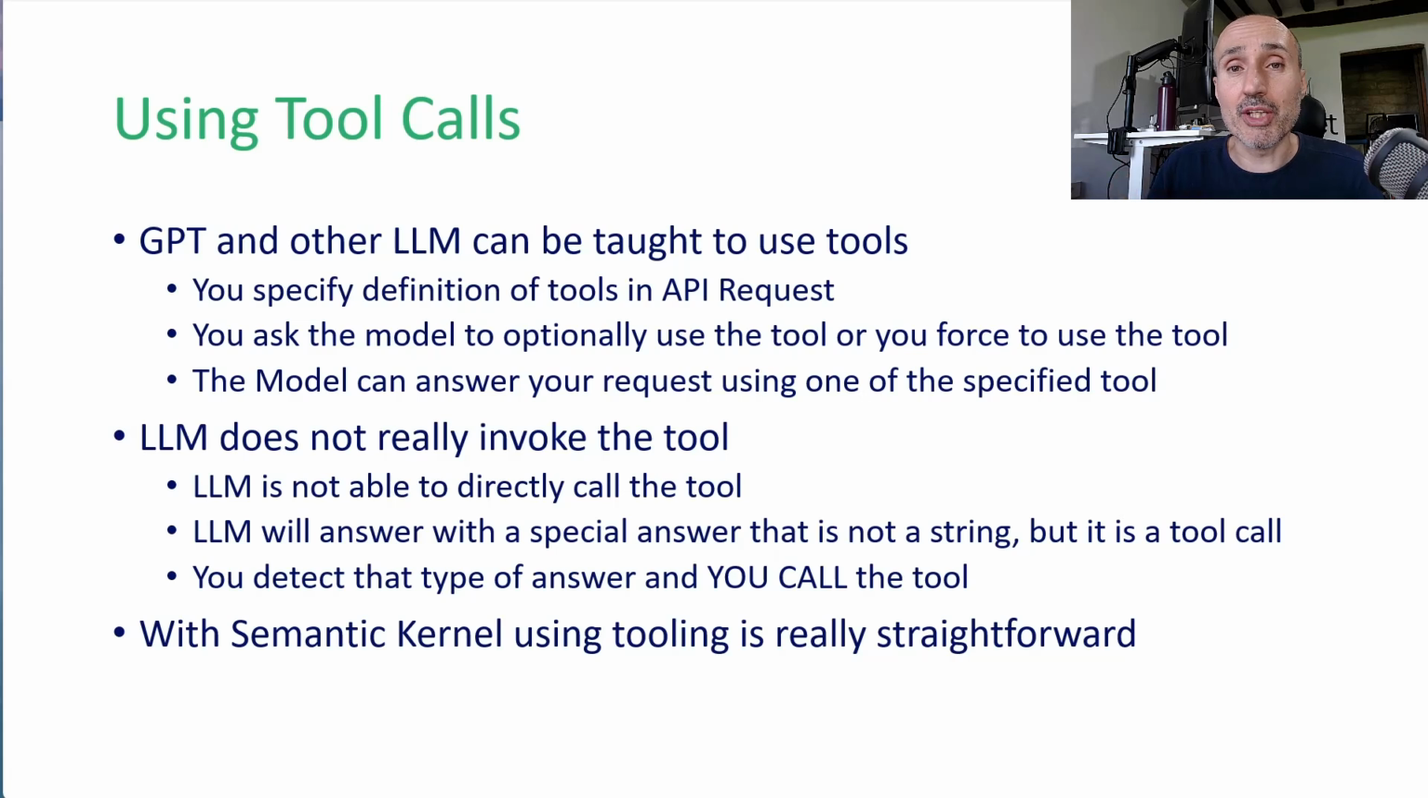But the advantage is that instead of you needing to parse a string answer that maybe contains JSON code, the answer will give you the exact call to the tool that follows your parameters. So it will give you a JSON or a similar structure that makes it super simple to extract the parameters to call the tool. And with Semantic Kernel, doing this is really easy and really straightforward. Let's see how.